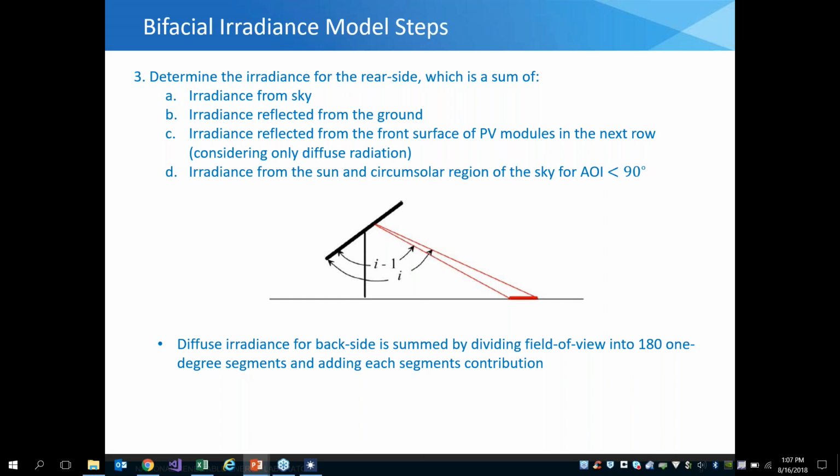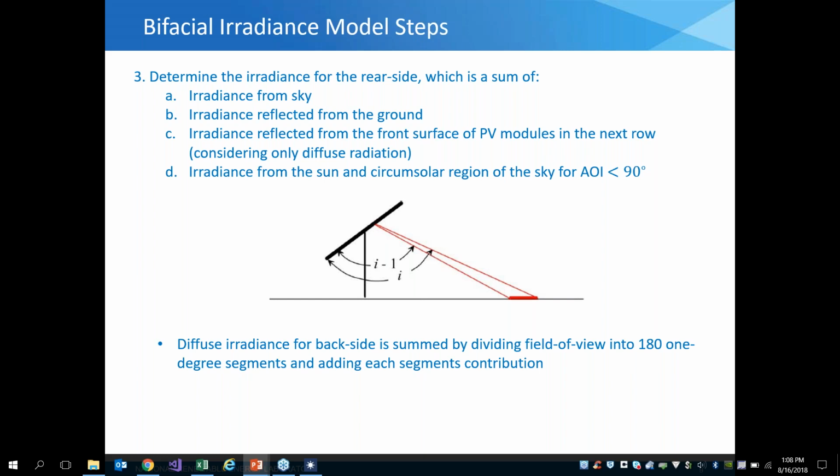After that, we are going to determine the irradiance for the rear side, which is going to be a sum of several components. So there will be some radiation from the sky, a limited amount of direct radiation, some diffuse radiation. A lot of the radiation on the rear side is going to be coming from the ground reflections. And then we're also going to take into account radiation reflected from the front surface of PV modules in the next row. And then irradiance from the sun and circumsolar region of the sky for angles of incidence less than 90 degrees.